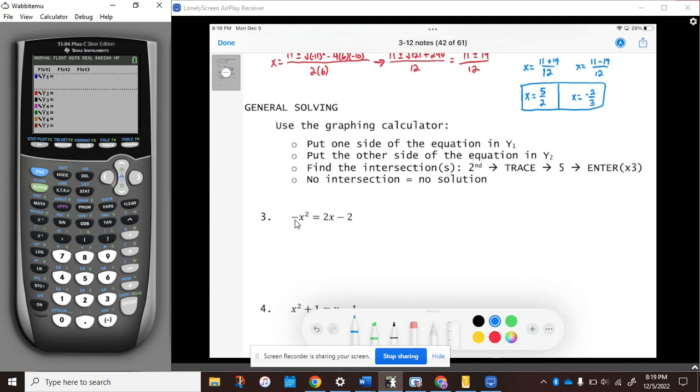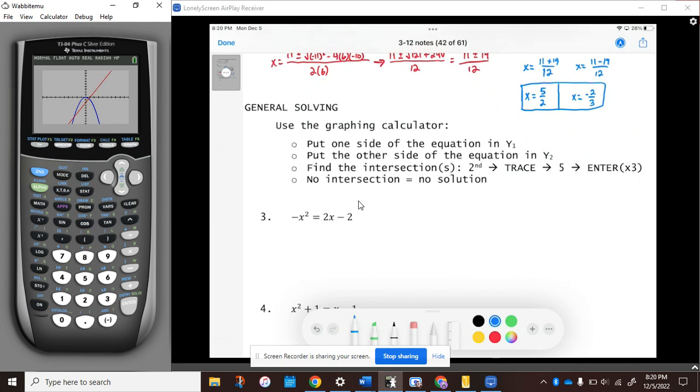I want to look at the two sides of this equation as two separate functions. If we type the left side of the equation into y1, negative x squared, and put the right side of the equation in y2, 2x minus 2, what this does for us is make a graph where one of the things is a parabola, that x squared part, and the other graph is a line, that's the 2x minus 2 part.